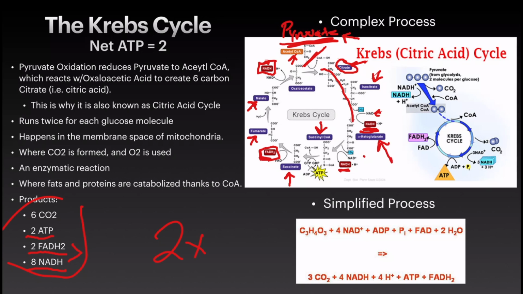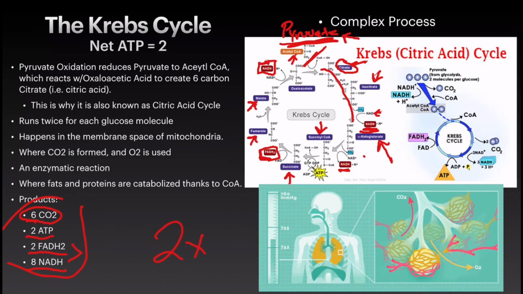What is it that the cell doesn't want in here? Well, it's the CO2s. So this is why when you breathe out CO2, all of your cells are going through the citric acid cycle, and CO2 is their waste product.